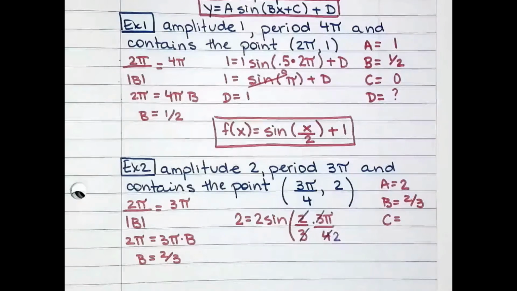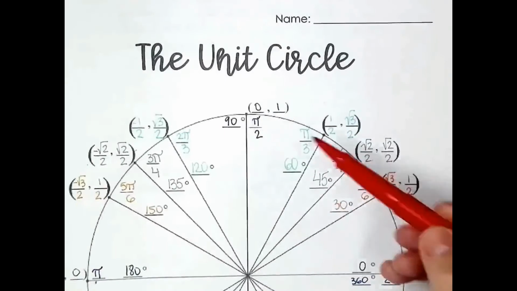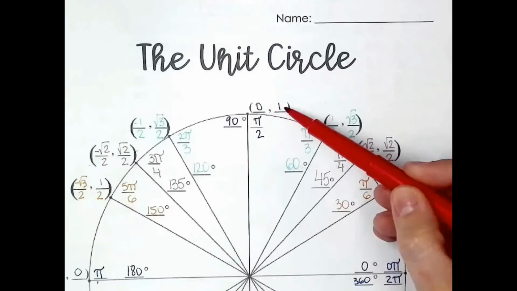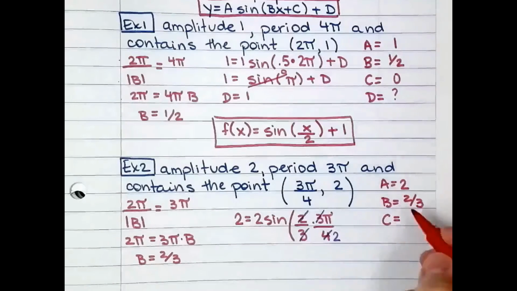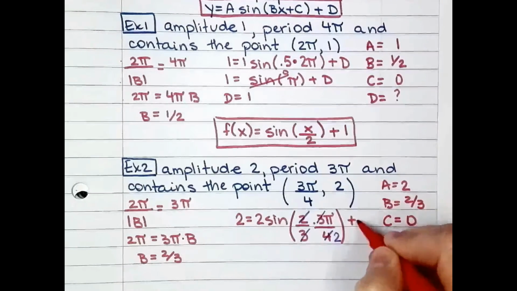So think about the unit circle again. When I'm trying to find sine of pi over 2, pi over 2 is right there. Sine of pi over 2 will be 1. So that is doable. That means C can be 0. Okay, so plus D.